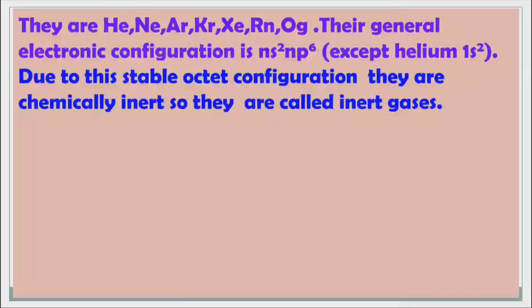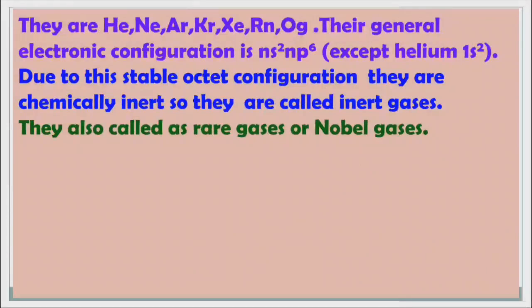They are chemically inert, so they are called inert gases. Their valence shell is completely filled, so they are stable and do not participate in reactions. They are also called rare gases or noble gases. They occur in the atmosphere in very rare quantity, and that's why they are called rare gases or noble gases.